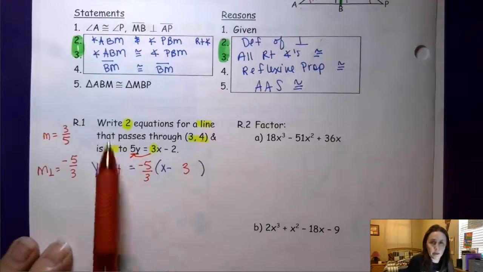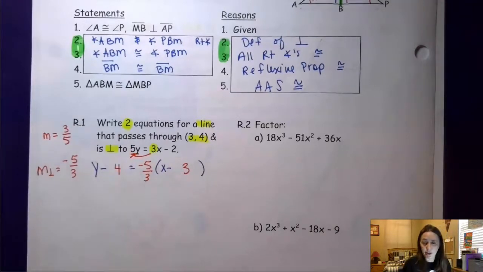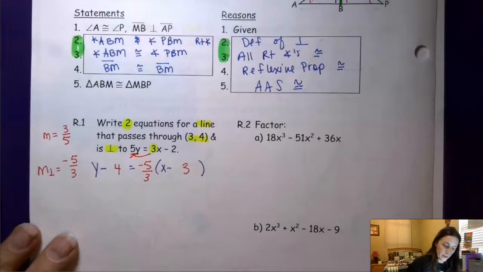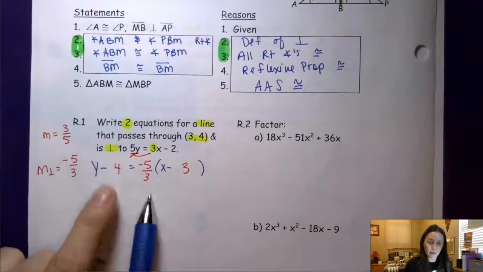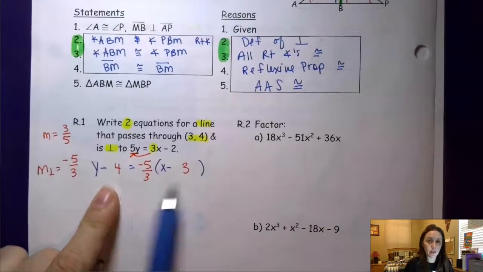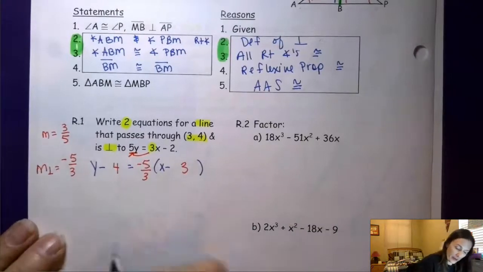So it said to write two equations. This is one, and if you just had to write one equation, you're done. Because I have to write two, now I'm going to solve for y and put it in slope-intercept form. So remember, this one up here is point slope. Now I'm going to solve for slope-intercept.